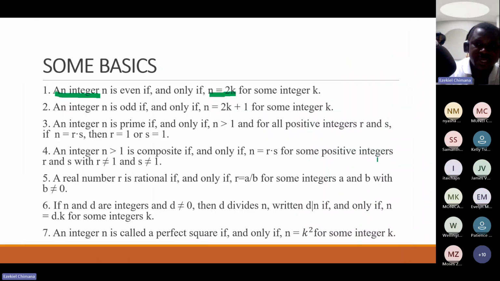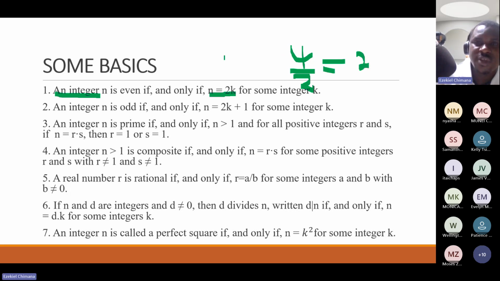Okay, sorry. So I was saying that when you say n is equal to 2k for some integer k, it means, let me give an example, say you are saying 4 is even. How can you prove that? If you divide 4 by 2, you are going to get 2, right? So you can say 4 is even. Why? Because 4 is equal to 2 times 2, where this 2 is our k.